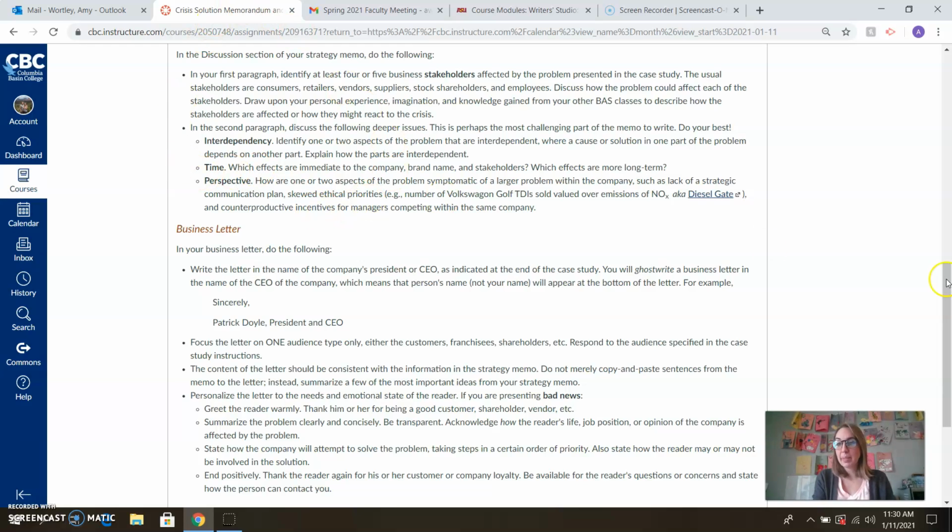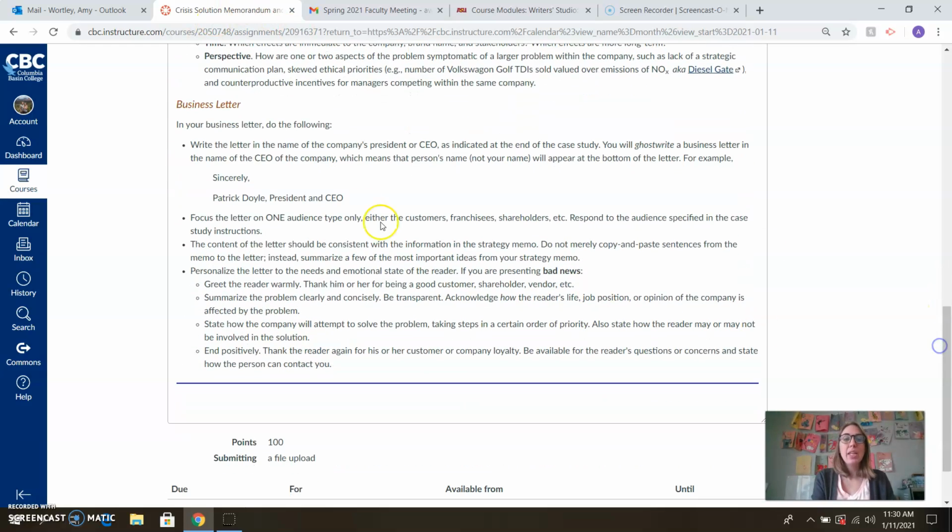That's your memo. You're going to be submitting that as a Word document, and then you're going to be constructing your business letter. This is the second of the two documents you're going to be submitting to earn these points. Write the letter in the name of the company's president or CEO. So you're pretending you are this person in power in the company, and you're writing this letter to others. So you're going to sign it as the president or CEO. So look up that information in the case studies. If you're working with Odwalla or Taco Bell, make sure you're populating this section with the correct information.